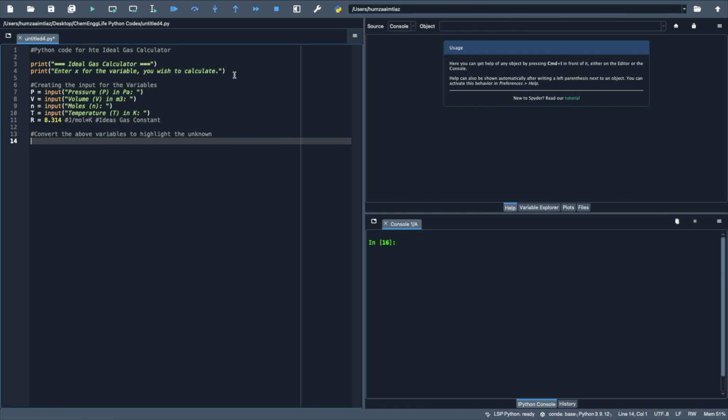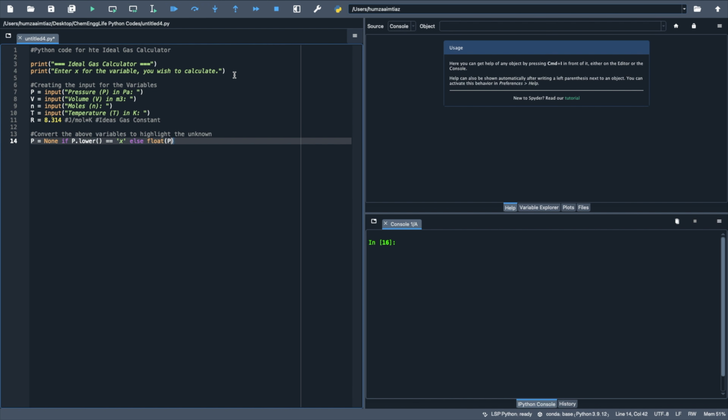And the way we do that is by saying that P, for example, let's say the pressure is the one that we need to calculate, then we're going to write P is equal to None. That None means that the value is nullified if P.lower is equal to x. Else we're just going to float the P value.